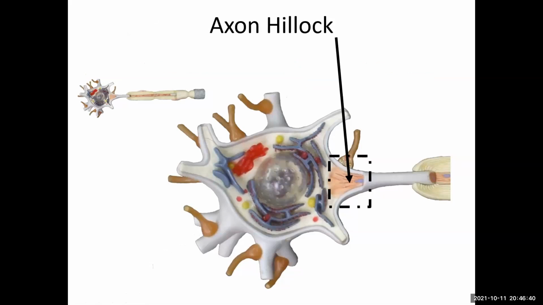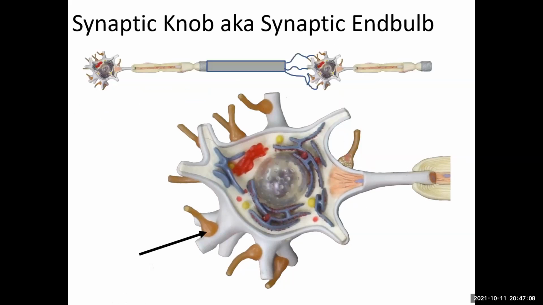Here is our axon hillock. This is also known physiologically or functionally as the initial segment of the neuron. So you have the receptive segment, which is the cell body and the dendrites. Then you have the initial segment, which is the axon hillock. Then you have the conductive segment, which is the axon. And then our final segment is the transmissive segment, and that's the synaptic knob.